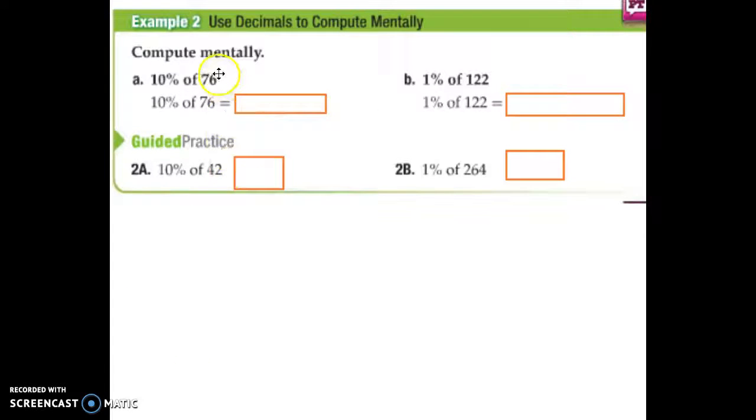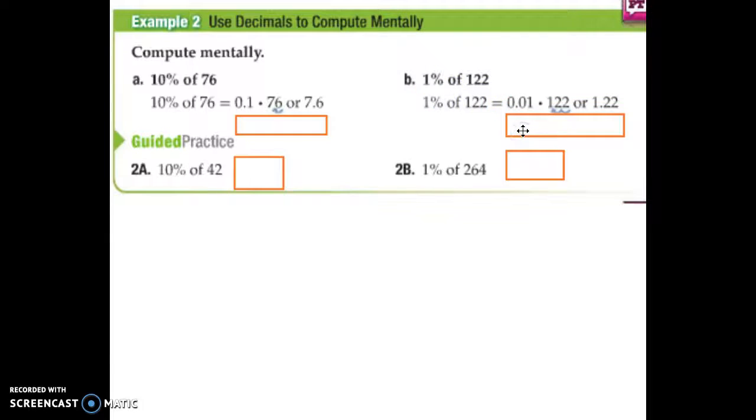Let's compute this mentally. 10% of 76, remember, that's just dividing by 10. So I move the decimal once, that's 7.6. 1%, now I'm going to move the decimal 2 times, because it's a tenth of 10%. So move the decimal twice, I get 1.22. There we go, just quick mental math. 10% of 42, move the decimal place once, 4.2. 1%, move the decimal place twice, 2.64. Boom, that easy. Compute mentally.